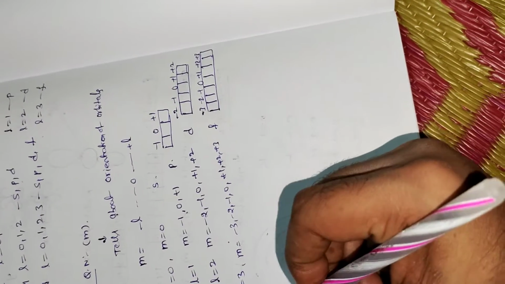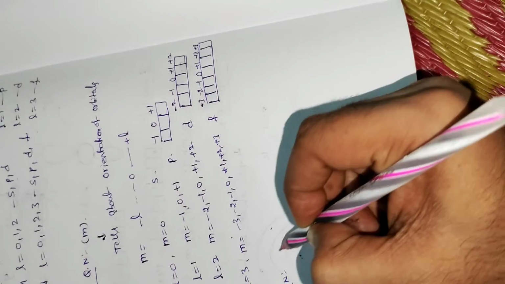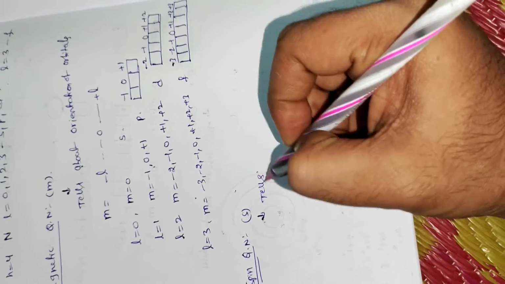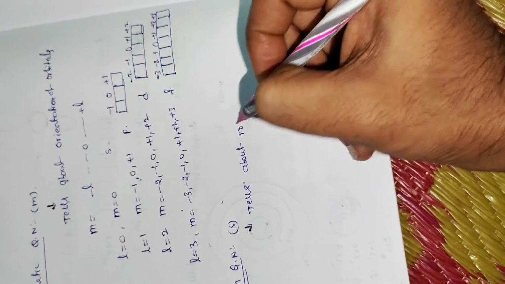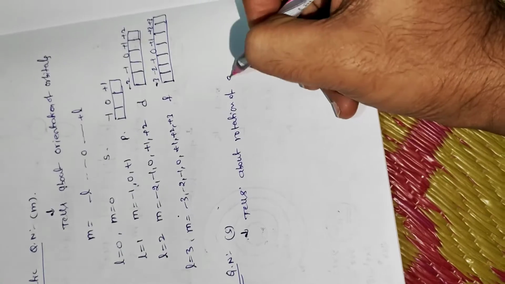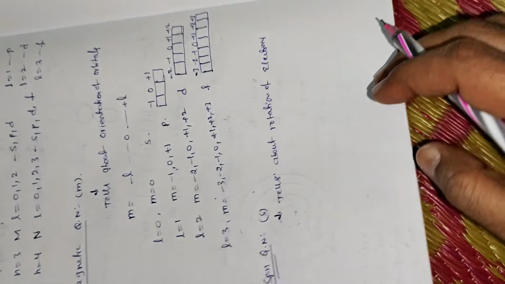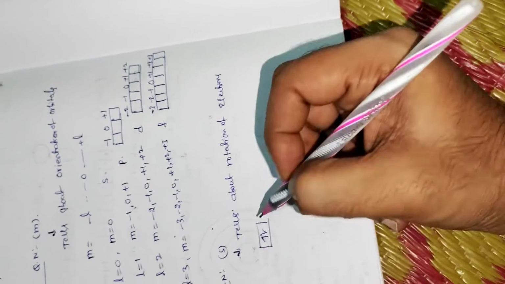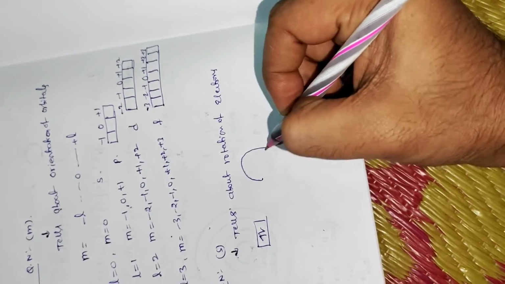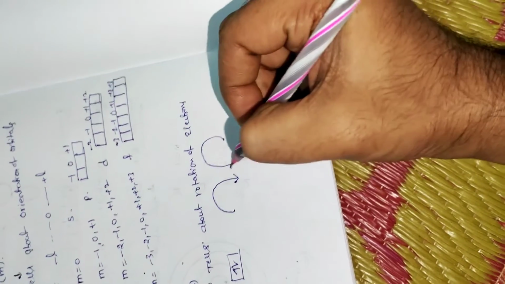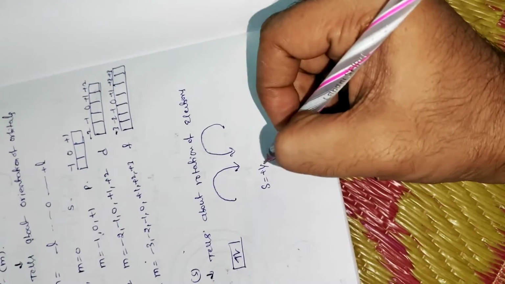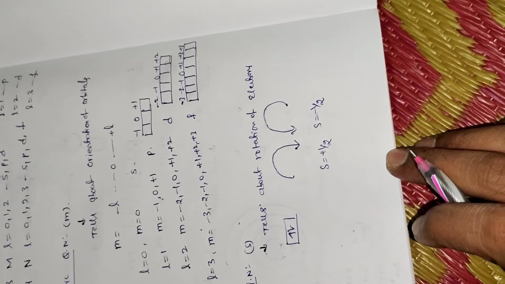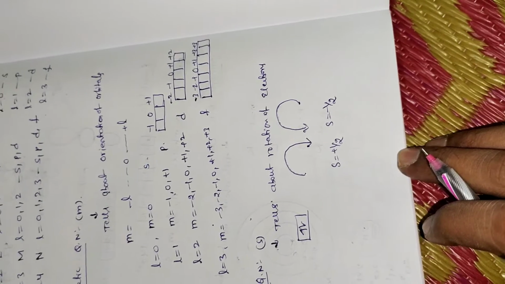Next, spin quantum number. It is denoted by S. Spin quantum number tells about rotation of electrons. Each orbital can have maximum 2 electrons, yes or no? One is clockwise direction, another one is anti-clockwise direction. Clockwise direction spin is plus half, anti-clockwise spin is minus half.